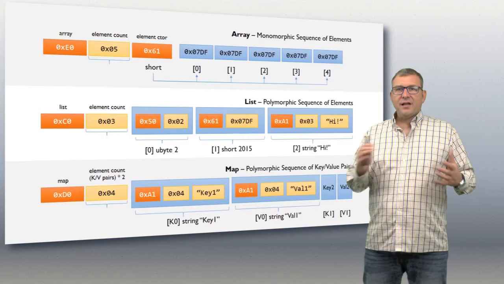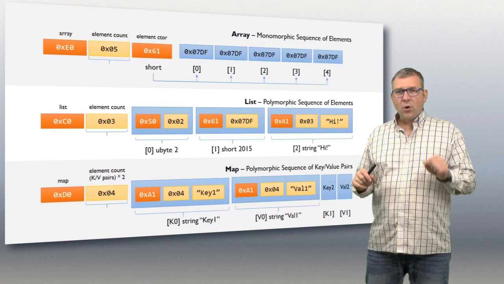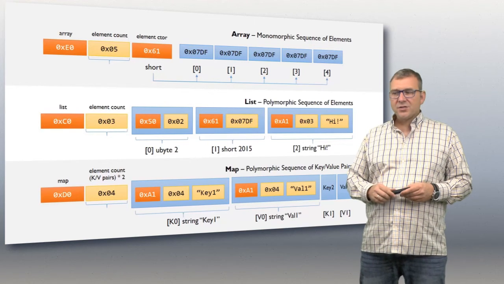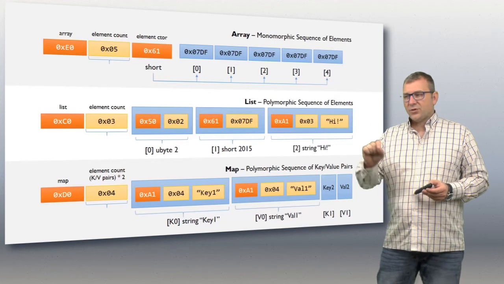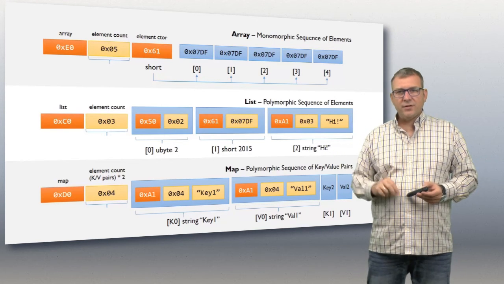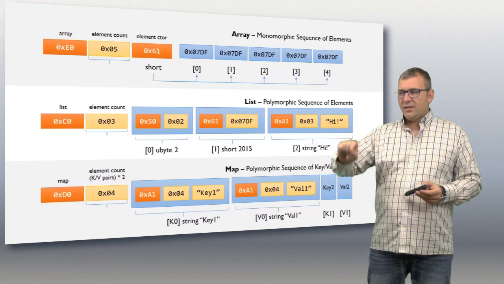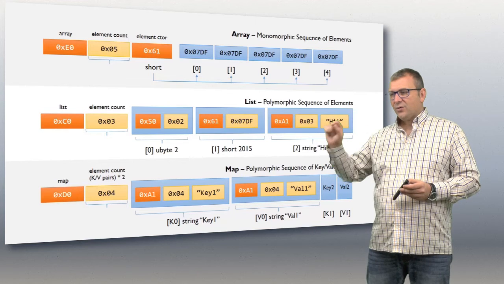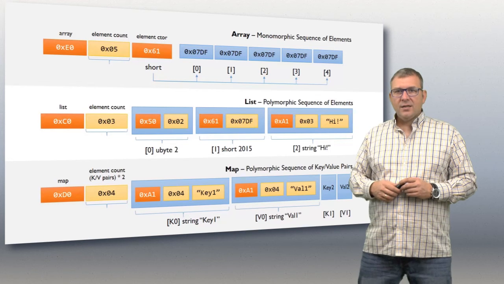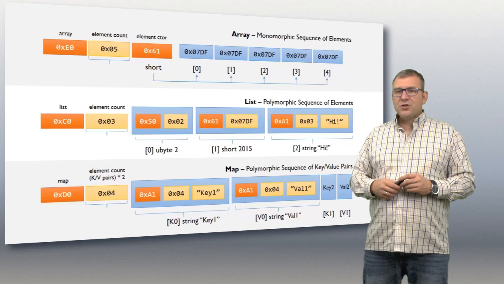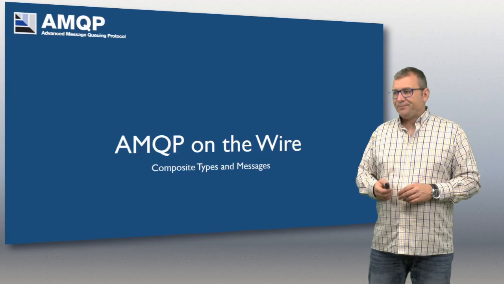A map is a key value pair set, and the number of elements here is the total number of elements, and they're always expressed in pairs. So the number of elements for a map is always even. So here 04 means there's two key value pairs on the wire, and that is also polymorphic. So you have a key and a value and a key and a value expressed in that map. For composite types, the key must be a string. If you just define a map, then the key can be anything that you like.